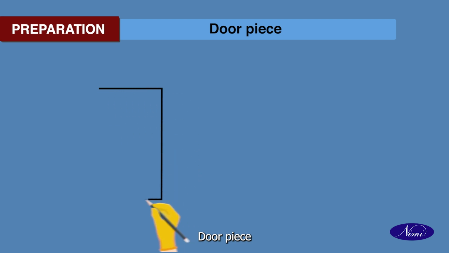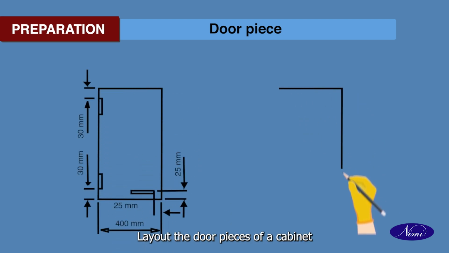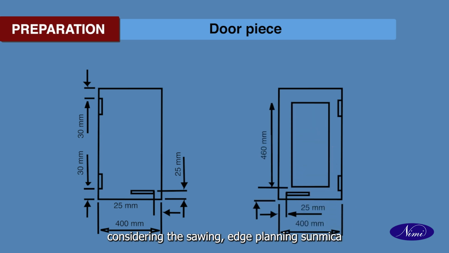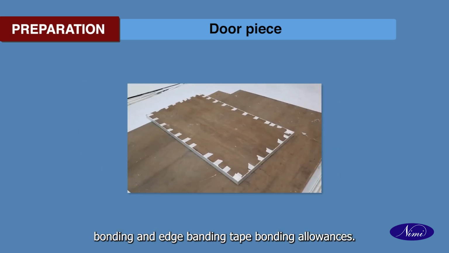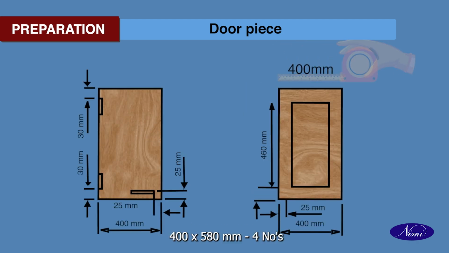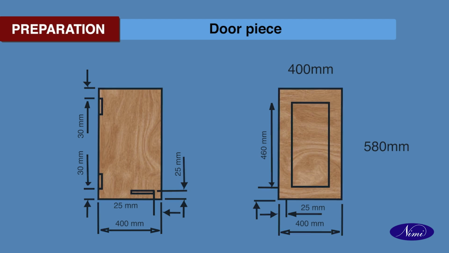Door piece. Lay out the door pieces of a cabinet considering the sawing, edge planning, sunmaker bonding and edge bonding, tape bonding allowances. 400 into 580 mm, 4 numbers.